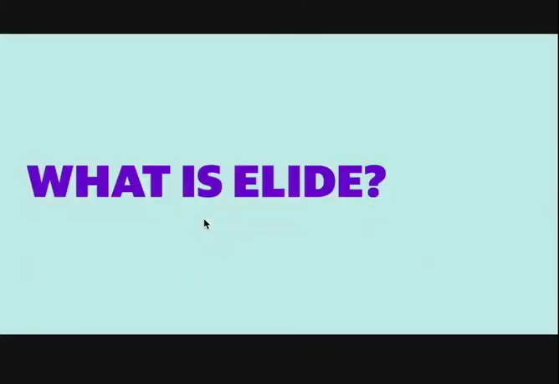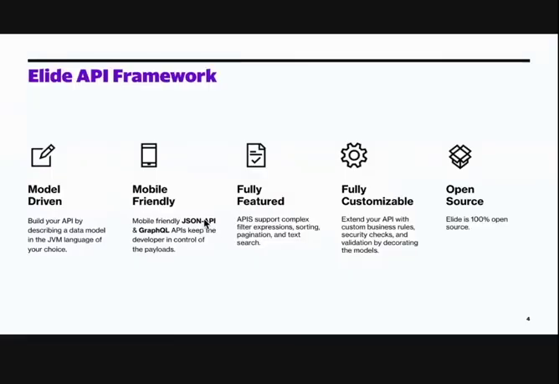So first and foremost, what is Elide? Elide is a framework for building APIs, and it is a model-driven framework, which means that the way you build your API is you define a data model and then expose it through a web service. And you build your model typically using the JVM language of your choice. You're basically defining classes. Elide's APIs use standards like JSON-API and GraphQL.